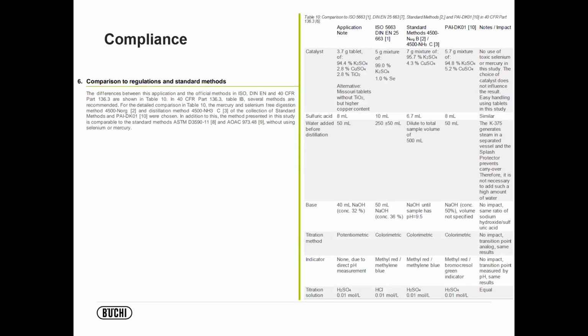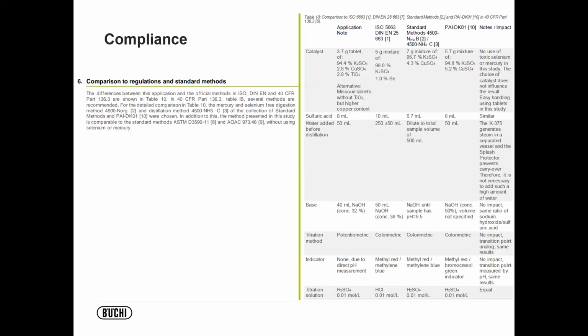So compliance, and then again, this was something that we really wanted to focus on for this presentation. I feel like we're all pretty familiar with the workflow of Kjeldahl, but can I use this? Is it compliant? How does it work with our internal workflows, our internal regulatory commitments? So like I said, this whole application note was really made to show the compliancy within 40 CFR Part 136.3 and standard methods, specifically 4500.